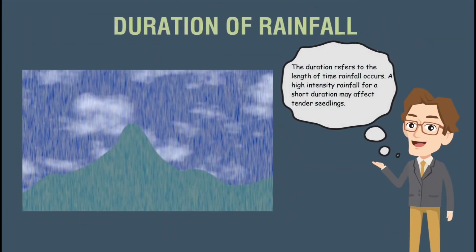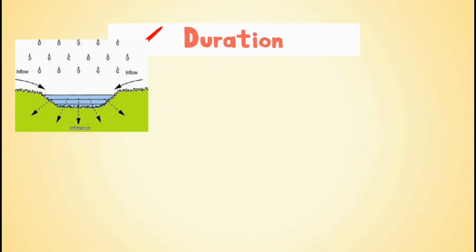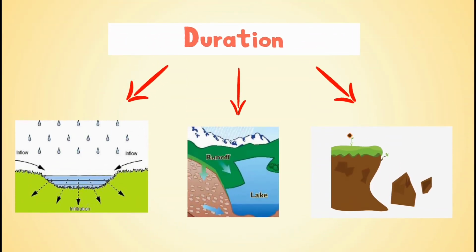The duration refers to the length of time rainfall occurs. A high-intensity rainfall for a short duration may affect tender seedlings. However, rainfall of longer duration can significantly affect infiltration, runoff, and soil erosion processes.